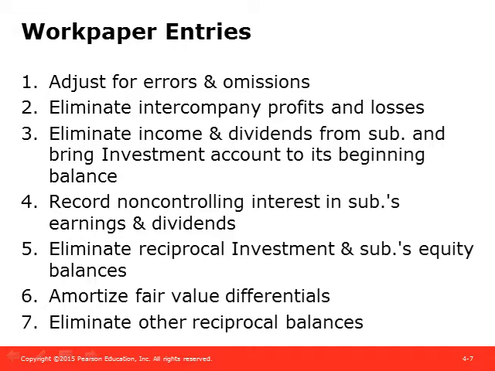We also want to eliminate income and dividends from the subsidiary and bring our investment account to its beginning balance. If we're not 100% owner of the subsidiary, we must record any non-controlling interest in the subsidiary's earnings and dividends. For instance, if the parent is an 80% owner, that means there is some non-controlling interest, which used to be referred to as a minority interest. There's some 20% non-controlling interest that owns the remainder of those revenues and/or profits and losses.